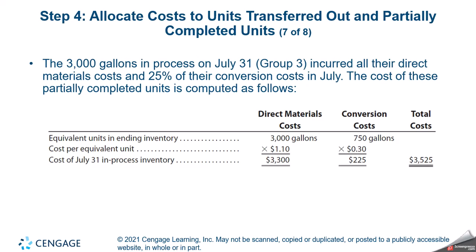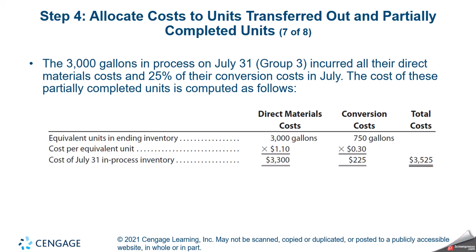And then now the 3,000 gallons that are in process at July 31st have incurred all of their direct material costs. So the 3,000 gallons times that $1.10, that's how much is in our direct materials. The 3,000 gallons are only 25% completed in relationship to direct labor and overhead. So if you take the 25% times that 3,000, that should give you the 750. So we'll double check that though.